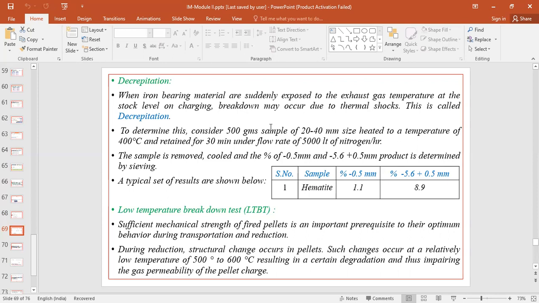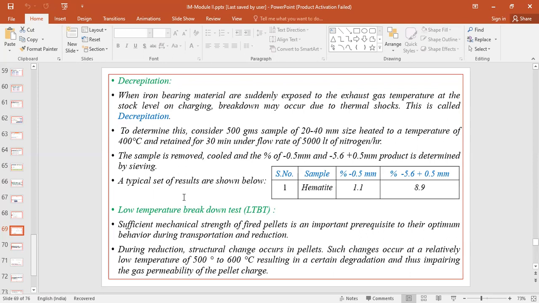To determine this, we take 500 grams of sample of 20 to 40 mm size, heat it to a temperature of 400 degrees centigrade and retain it for 30 minutes under a nitrogen flow rate of 5,000 liters per hour. The samples are removed and then cooled, and the percentage of minus 0.5 mm and minus 6.3 plus 0.5 mm product is determined by sieving.